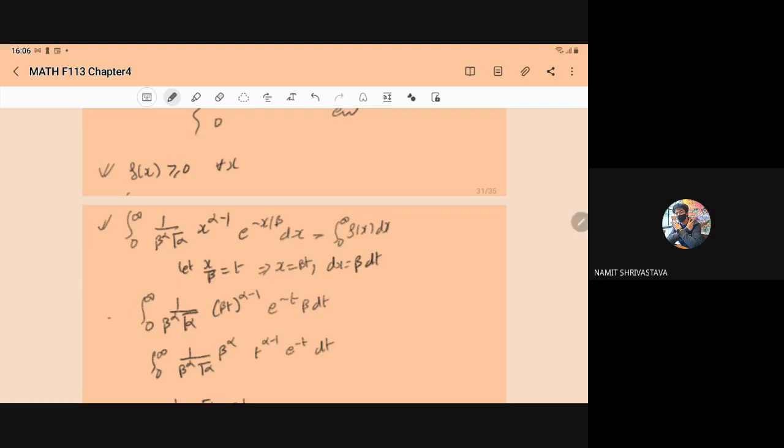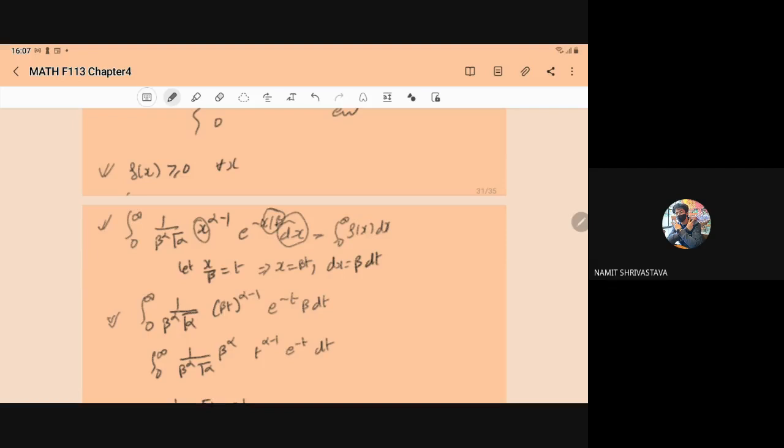Our integral transforms into 0 to infinity, 1 upon beta to the power alpha gamma of alpha. Now in place of x we put beta times t, so (beta t) to the power alpha minus 1, and in place of x upon beta we put t, so e to the power minus t, and in place of dx we put beta times dt.